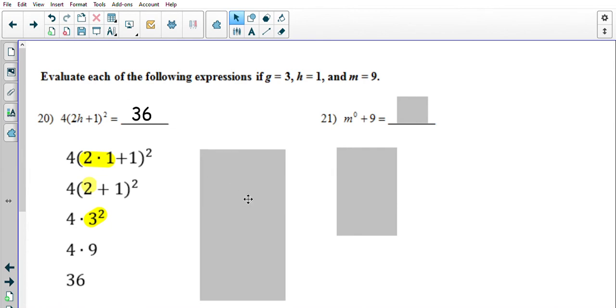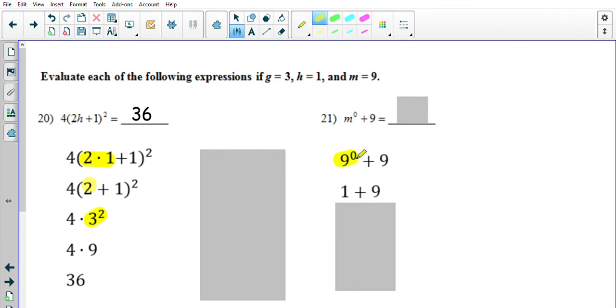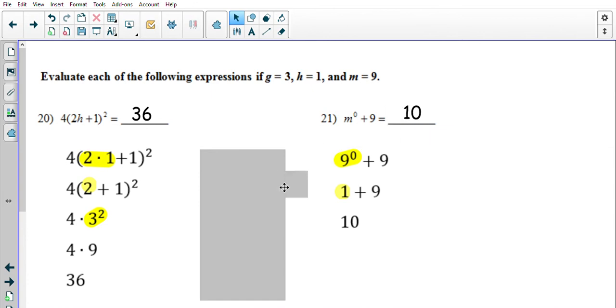Number 21, replace m with 9. So we have 9 to the 0 power plus 9. Anything to the 0 power is 1. So we replace 9 to the 0 power with 1. 1 plus 9, of course, gets us 10.